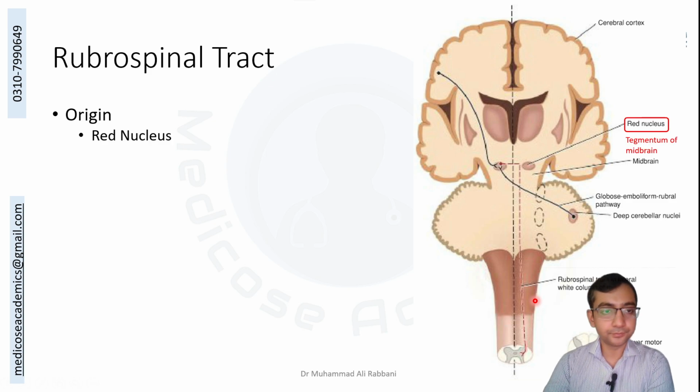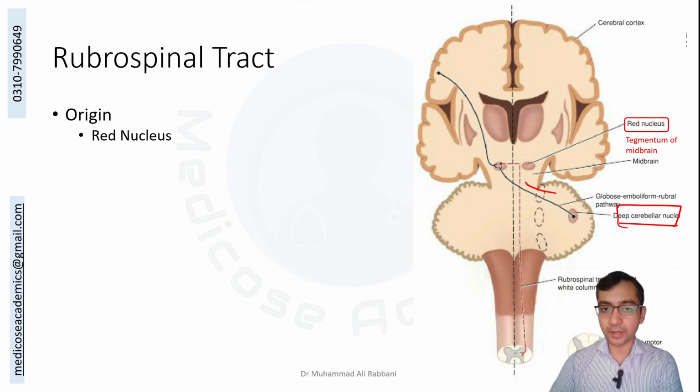Rubrospinal tract. The name indicates the rubrospinal tract. Rubrum indicates that it starts from the red nucleus. Red nucleus, rubrospinal tract. It itself is influenced by the cerebellum, the deep nuclei of the cerebellum, and by the cerebral cortex.